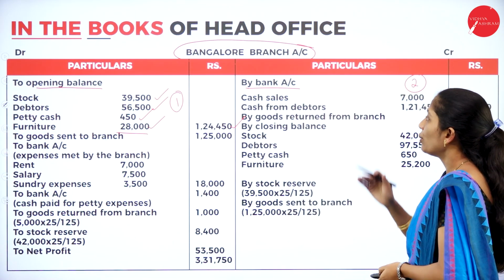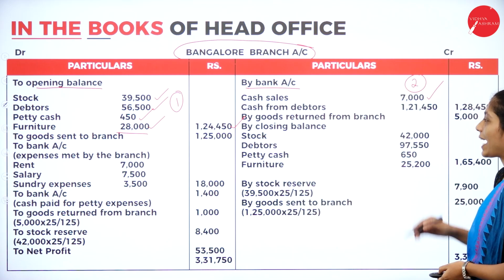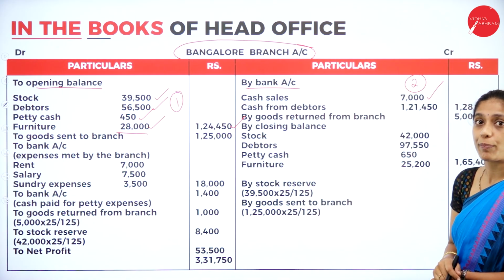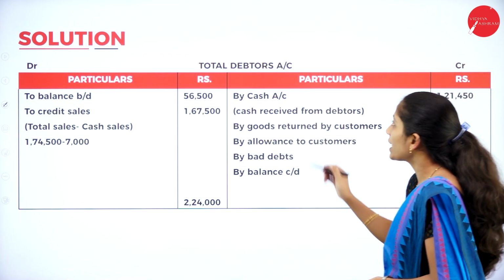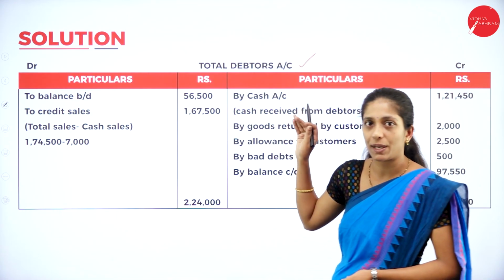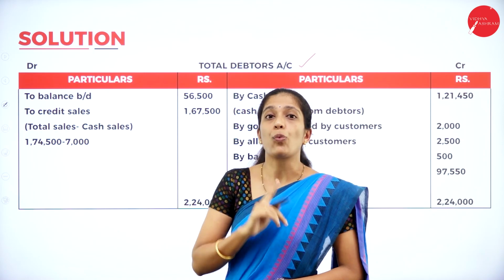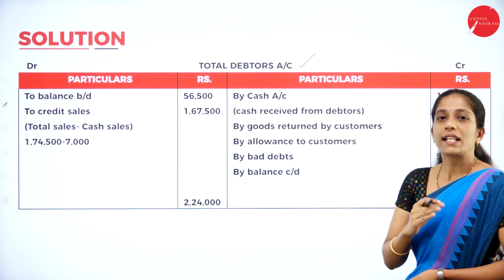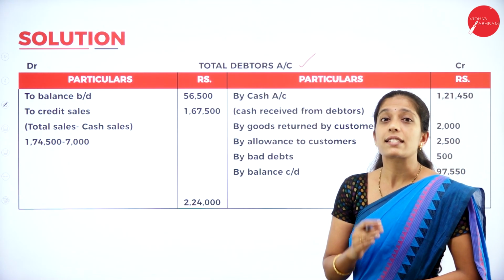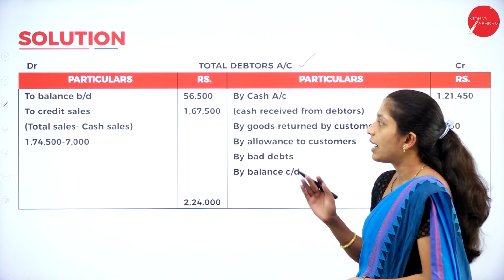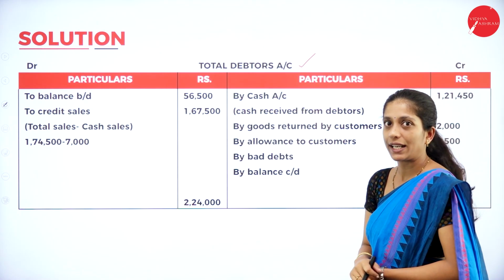Now what you have to do, we are writing cash, that is cash sales 7,000. Now we shall prepare the debtors account, that is the total debtors account. Why is it being prepared? As I told you, you have to know this format. Any one item will be missing. So in this question, what is missing is the cash received from debtors, right? So first we shall prepare the total debtors account.